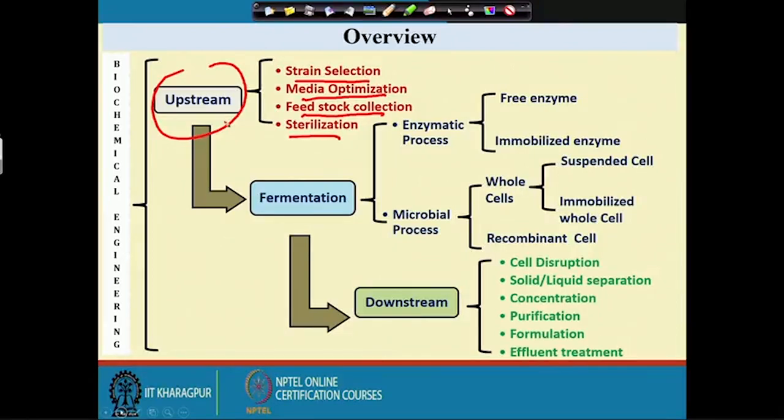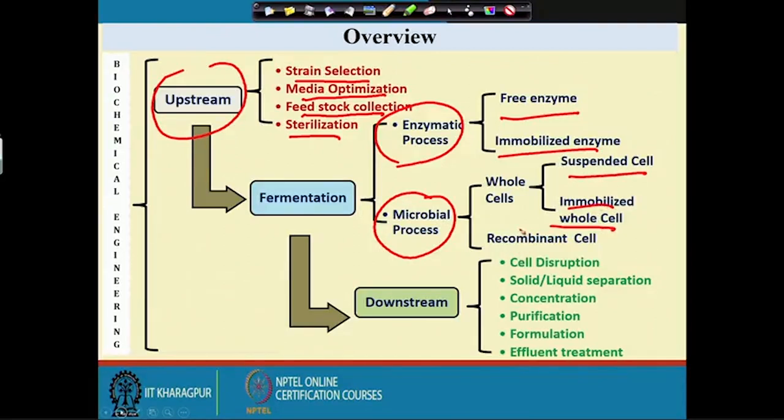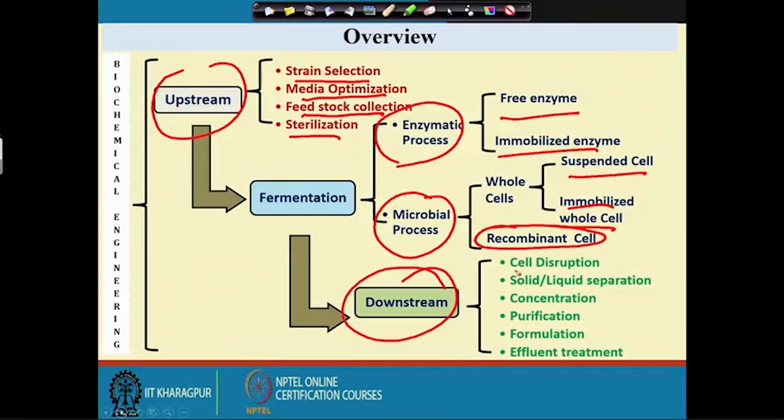All these things come under upstream processing. Then in the fermentation or biochemical processes, we have the enzymatic process and the microbial process. In the enzymatic process, we have free enzyme and immobilized enzyme, and in the microbial process, we have suspended cells and immobilized host cells. And also we use recombinant cells. Suppose we want to produce a special type of protein, then we go for recombinant cells. I can give the example of insulin production, which is usually done with the help of recombinant cells. And downstream processing basically deals with cell disruption, solid liquid separation, concentration, purification, formulation and effluent treatment. All these different aspects will be discussed in downstream processing.